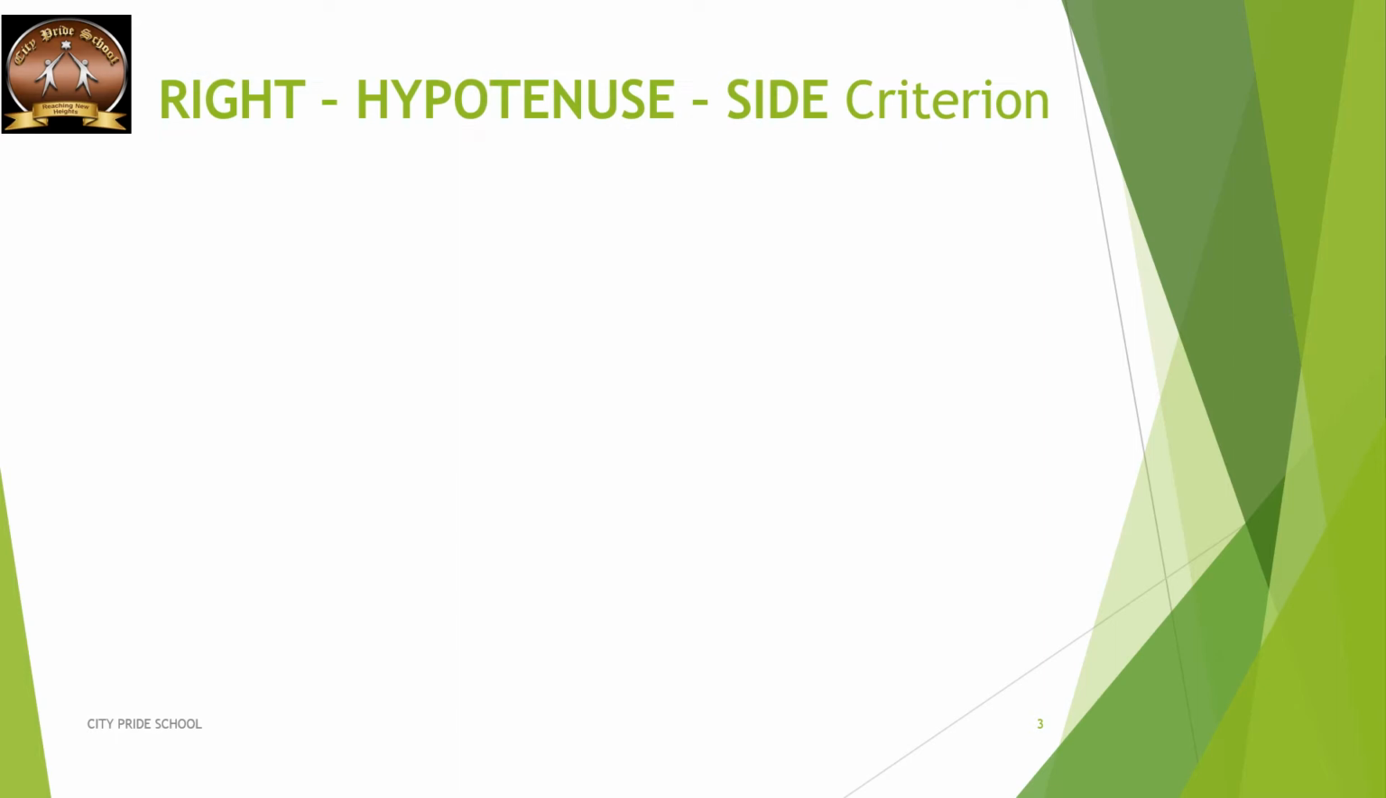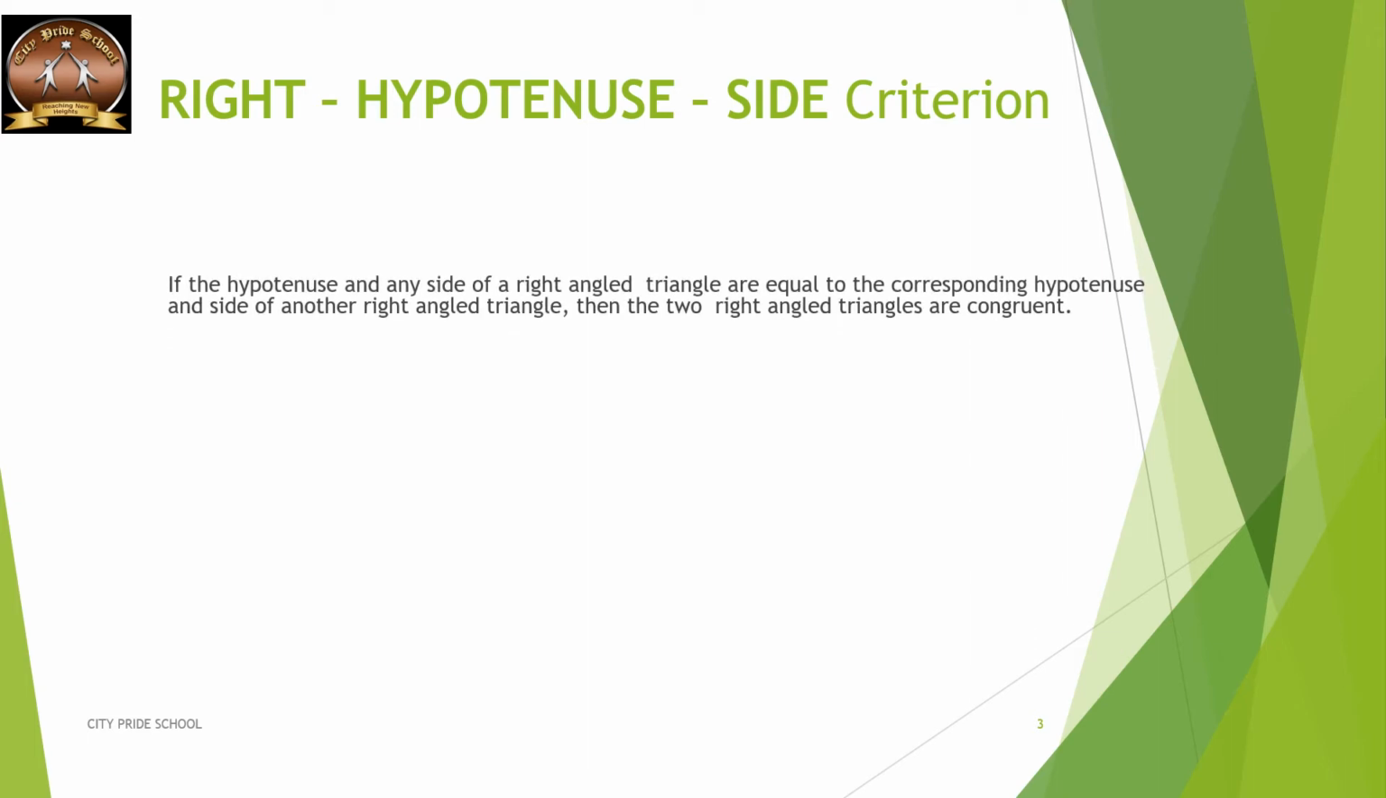So children, let us now come to the next test, that is right hypotenuse side criterion. The name itself tells that it must be applicable for right angle triangle. So let us know what it is. So if the hypotenuse and any side of a right angle triangle are equal to the corresponding hypotenuse and side of another right angle triangle, then the two right angle triangles are congruent.